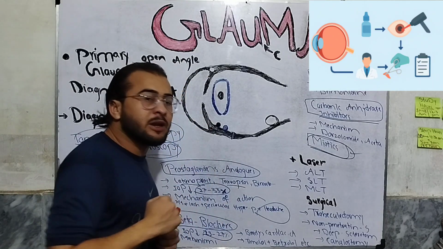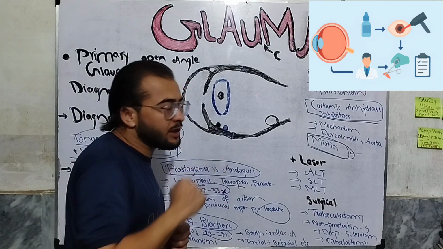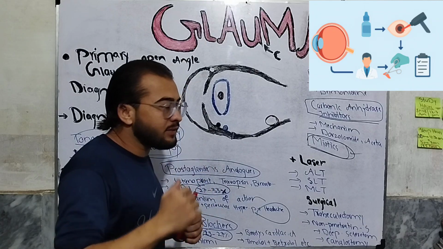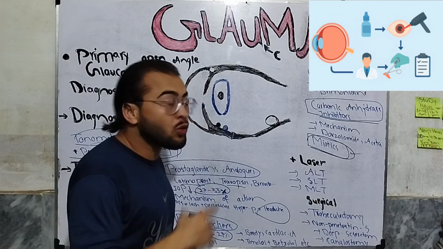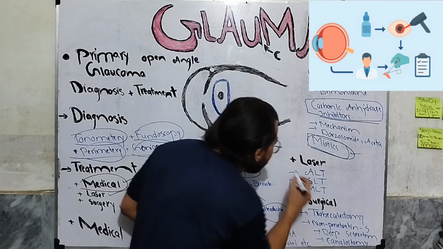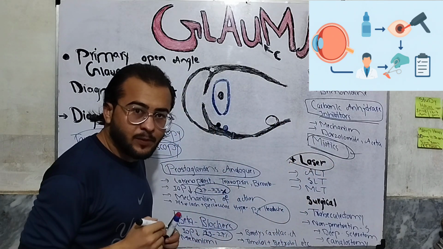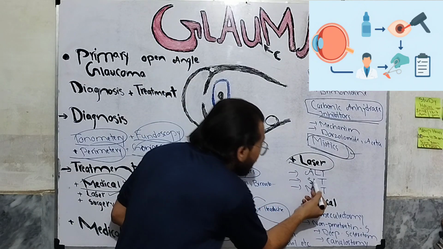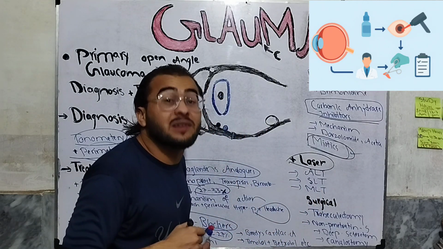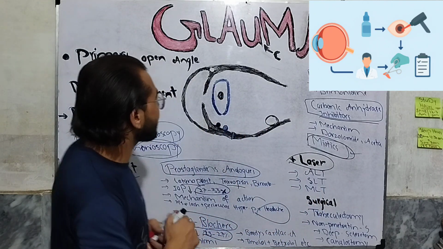If the medical treatment fails, and it happens in most of the cases, with the passage of time, medical treatment fails. So what will we do? We will then indicate laser treatment. Okay, we have argon laser trabeculoplasty, selective laser, and micropulse laser trabeculoplasty.